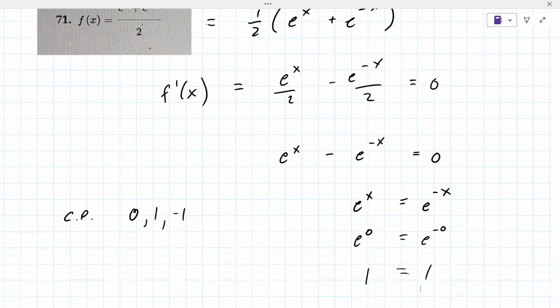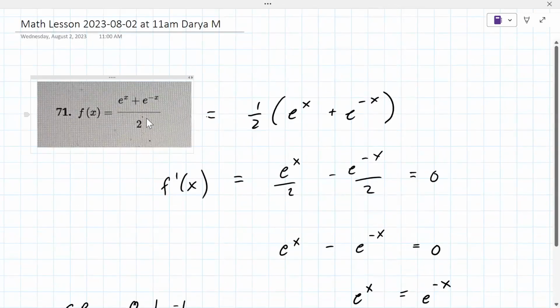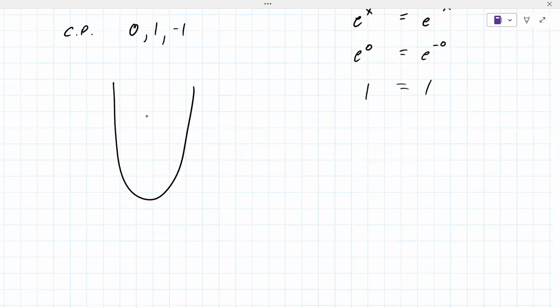You can also see this graphically as well. So it says to confirm graphically. So if you graph the original, you get a graph that looks like this. So you know there's a horizontal tangent there at 0. Okay. The next thing are the inflection points.